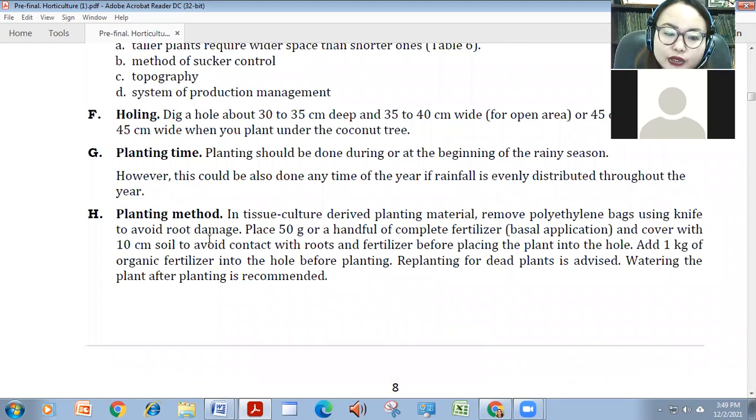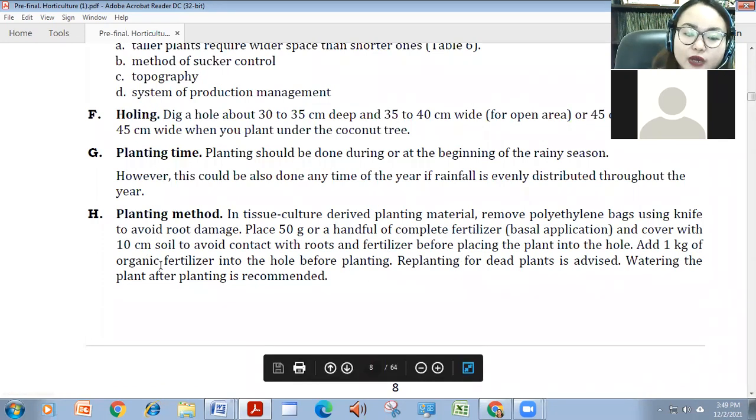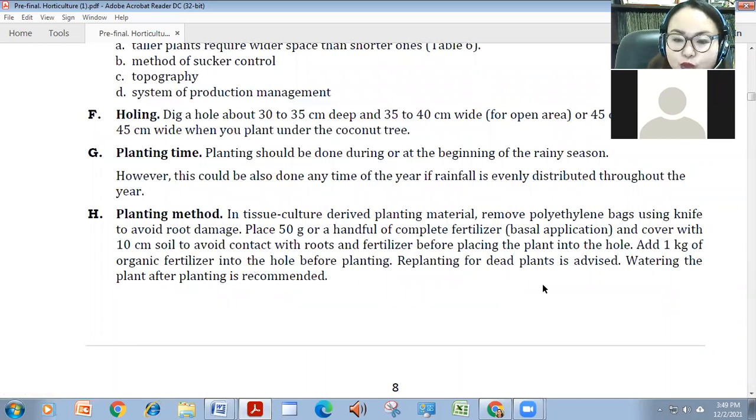And kapag you're going to use tissue culture, so you remove the polyethylene bags and using knife para ma-avoid yung root damage, and add complete fertilizer as basal application, 50 grams, and cover 10 cm soil para hindi siya mag-direct contact sa roots, and fertilizer, place them into the hole. And also you can add 1 kilogram ng organic fertilizer before planting. And afterwards, pag may patay, so you have to replace the dead plants, no?